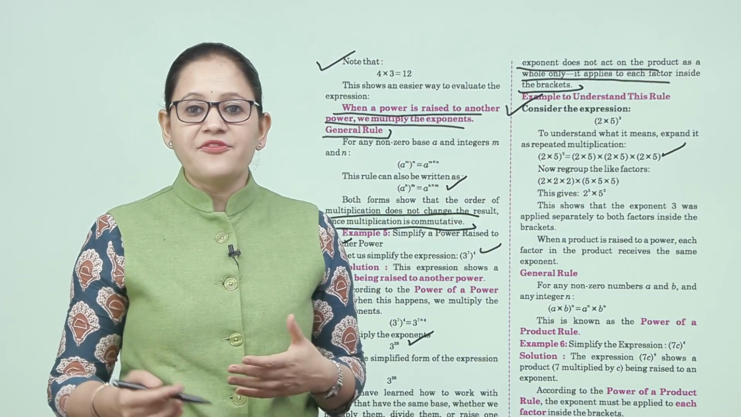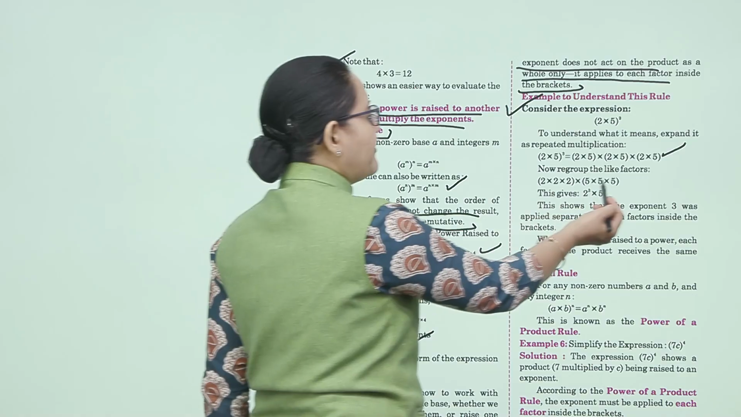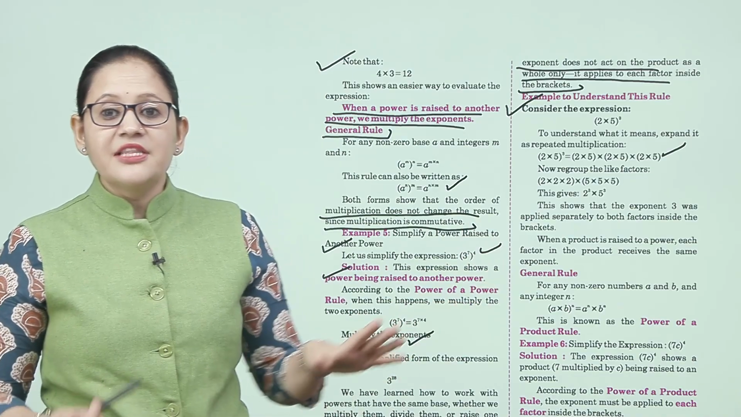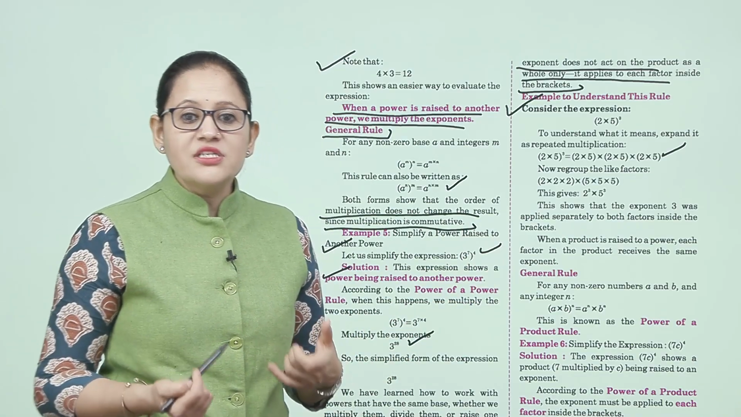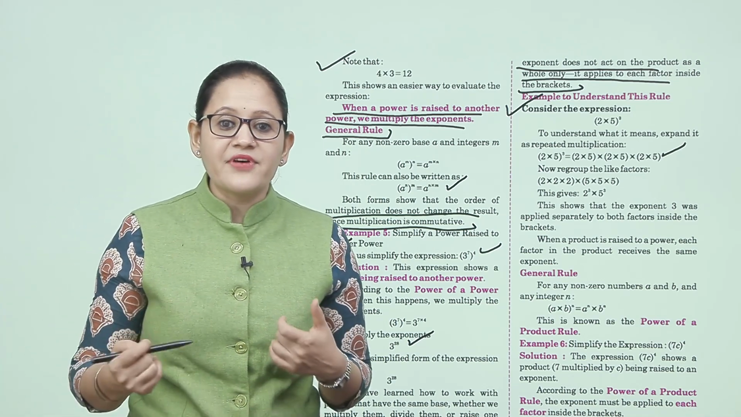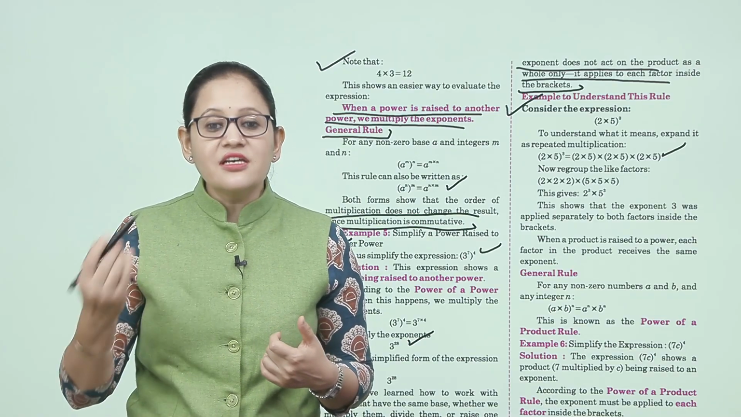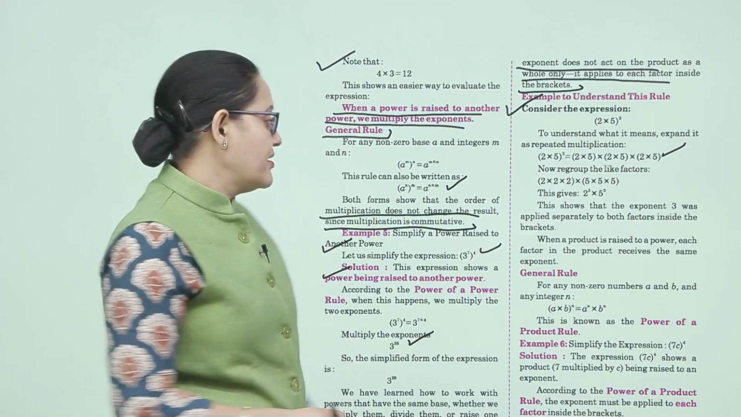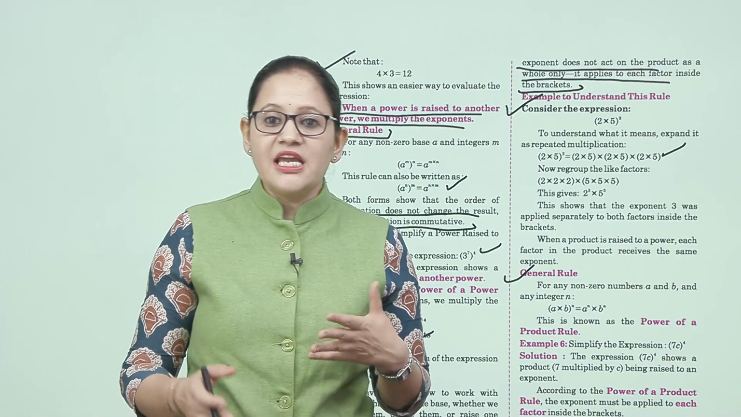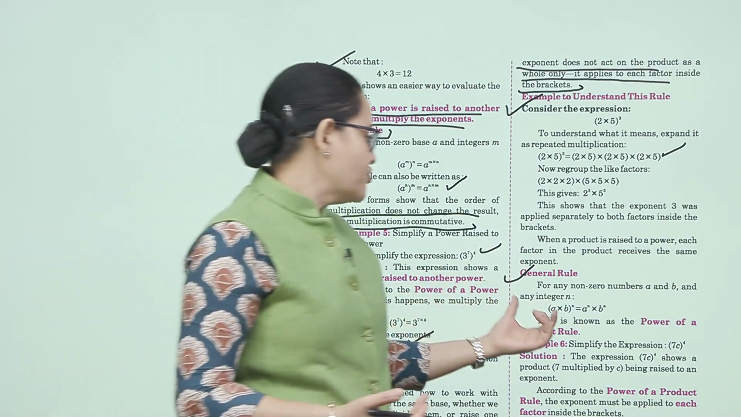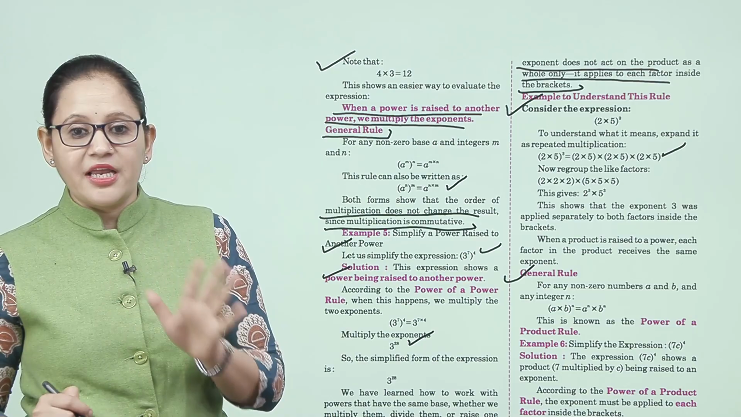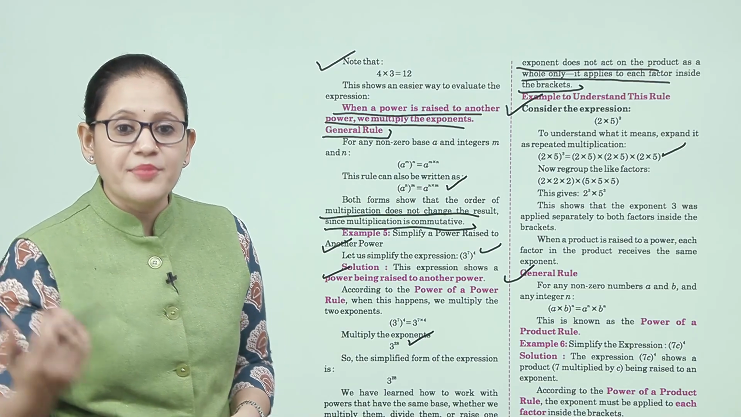Now regroup the like factors. So 2 into 2 into 2 multiplied by 5 into 5 into 5. So that is equal to 2 to the power 3 multiplied by 5 to the power 3. This shows that the exponent 3 was applied separately to both the factors inside the bracket. When a product is raised to a power, each factor of the product receives the same exponent. Now the general rule for any non-zero numbers a and b and any integer n: (a into b) whole to the power n is equal to a to the power n multiplied by b to the power n. This is known as the power of the product rule.